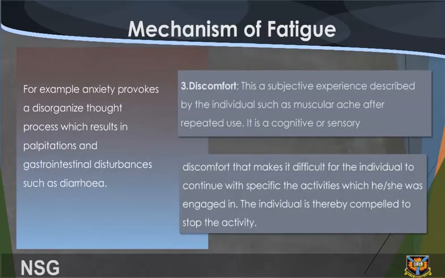For example, anxiety provokes a disorganized thought process which results in palpitations and gastrointestinal disturbances such as diarrhea. 3. Discomfort. This is a subjective experience described by the individual, such as muscular ache after repeated use. It is a cognitive or sensory discomfort that makes it difficult for the individual to continue with specific activities he or she was engaged in. The individual is thereby compelled to stop the activity.